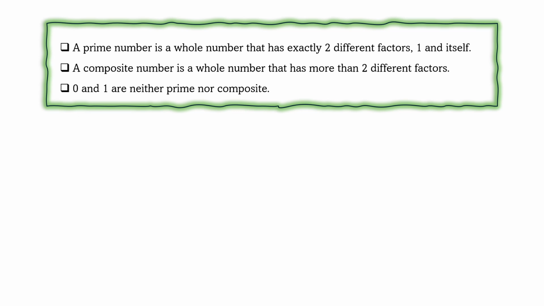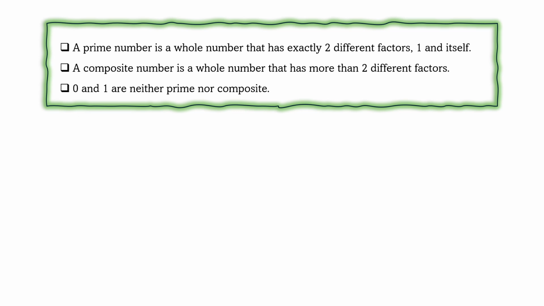Right, so therefore, if you look at the screen, 1 is not considered a prime number because 1 has only similar factors, 1 and itself, which is 1. So therefore 1 is not considered as a prime number, neither is it a composite. Likewise for the number 0. So a composite number will be a whole number that has more than two different factors.